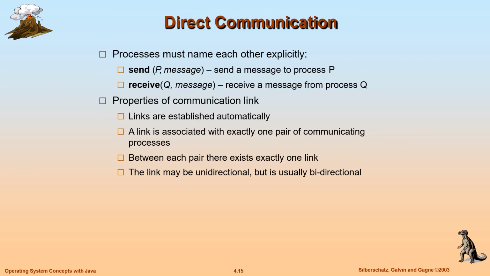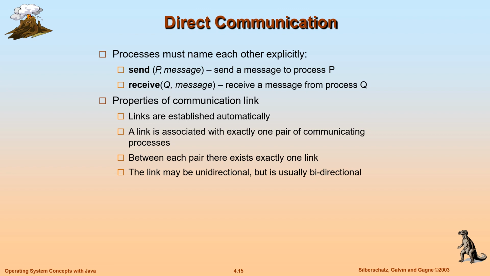Let us see a few things in direct communication. What happens? Processes must name each other explicitly. Suppose you send a message to process P. As the sender, you should know to which process you are sending. A receiver receives a message from process Q. This comes under direct communication.